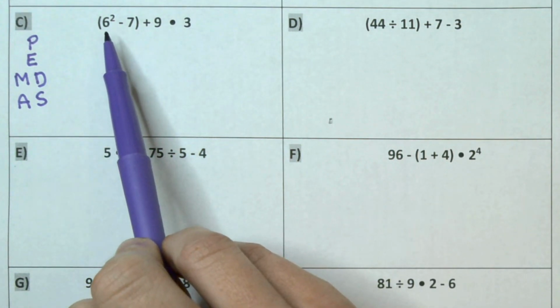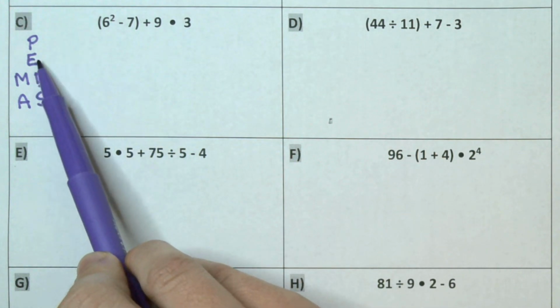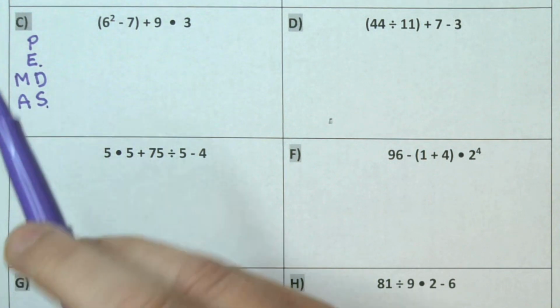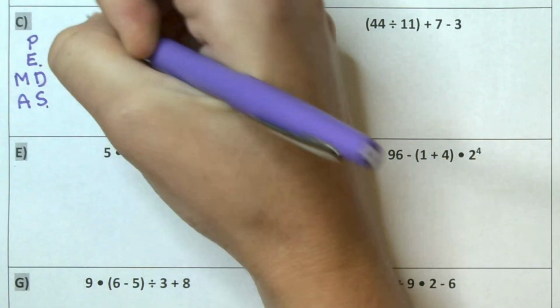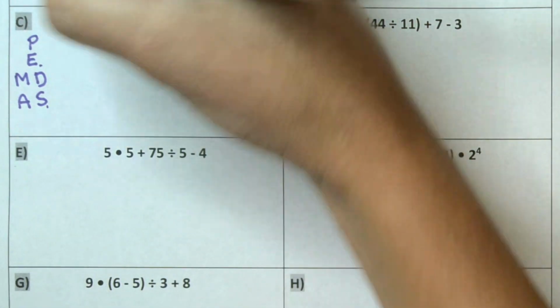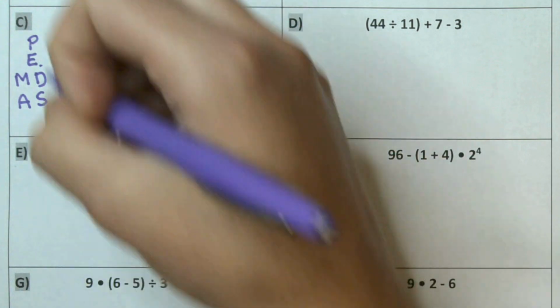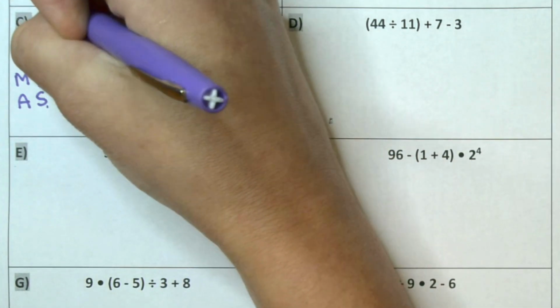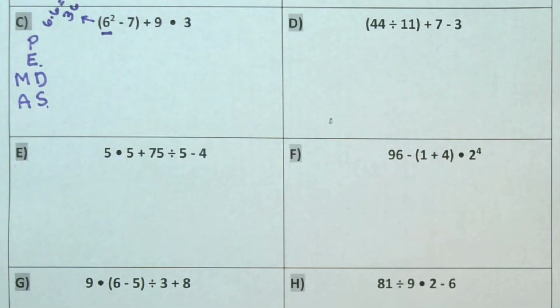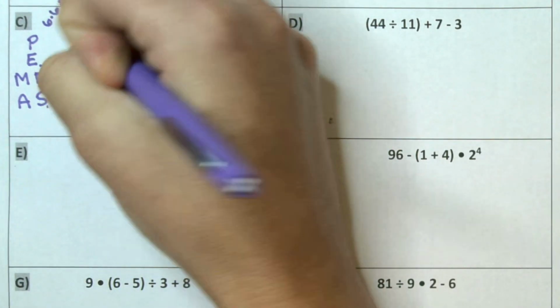So what's more powerful, exponents or subtraction? Well, I know exponents are more powerful than subtraction, so I'm going to underline 6 squared. Remember, 6 squared does not mean 6 times 2. That's the biggest mistake I see. It means 6 times 6, which is 36. So under 6 squared, I'm going to write 36.